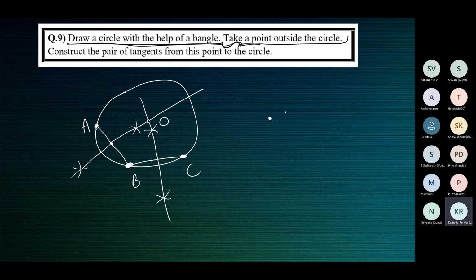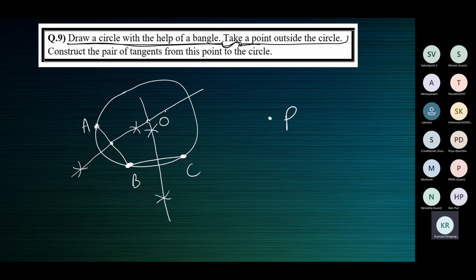Take any point outside the circle. So I've taken this point outside the circle. Let's call the point P. Now from this point, what's the next thing? Construct a pair of tangents from this point to the circle. From this point P, you must draw 2 tangents to the circle like this.